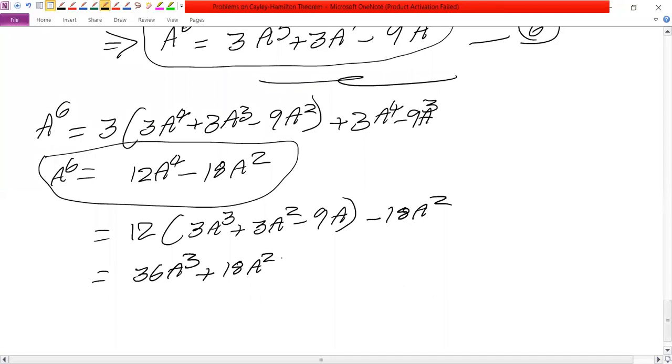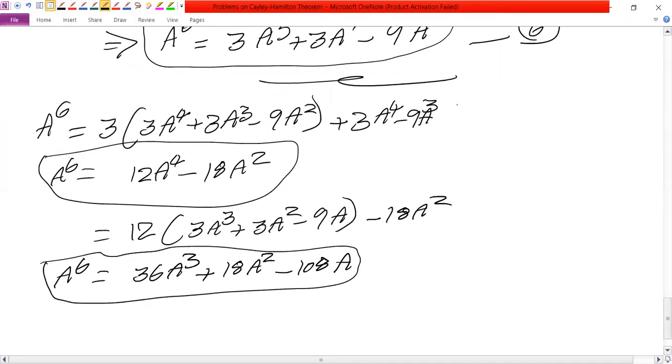18a square minus 9 12s are 108a. So this is a power 6. There may be a chance in your objective type questions, that is multiple choice questions, this is correct or this is also correct. Anything they can ask in objective type questions.